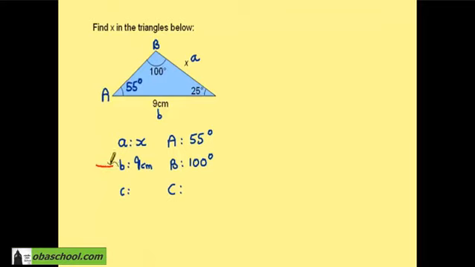The fact that we know both things in a particular row tells us that we're going to use the sine rule. Since we're finding a side, we want to put the sine rule with the sides on top. A over sine A is equal to B over sine B.